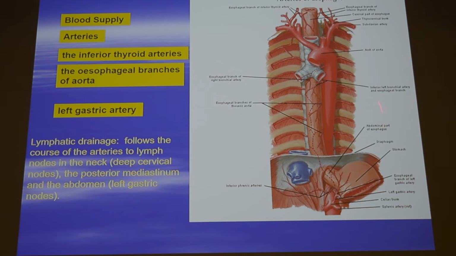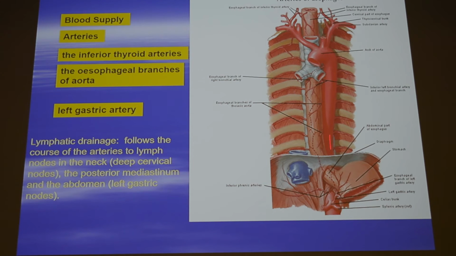Now, blood supply to the esophagus comes from 3 sources. One, this artery, it's called the inferior thyroid artery, which is a branch of the thyrocervical trunk, which is a branch of the subclavian artery. I mean, this block should have been after the cardiovascular block. But anyway, so that's one source.